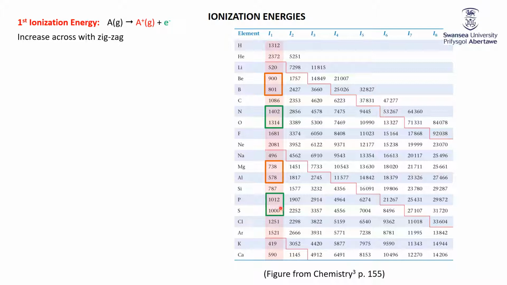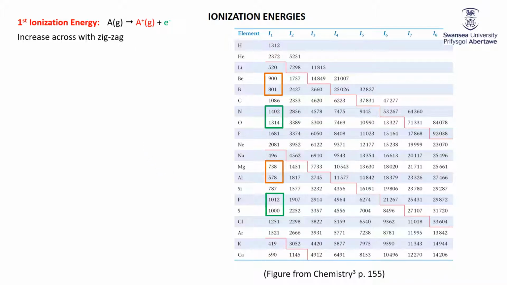And notice, of course, that the noble gas is the highest in all of them. So hydrogen to helium, nearly 2400 for helium. Down here, there's neon, higher than anything else, over 2000. Here's argon, higher, 1500. Notice again, as you go down a group, helium 2400, neon 2100, argon 1500: decrease as you go down a group, increase as you go across a period with that zigzag.